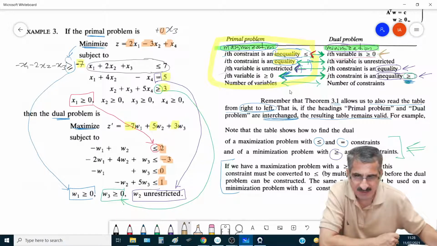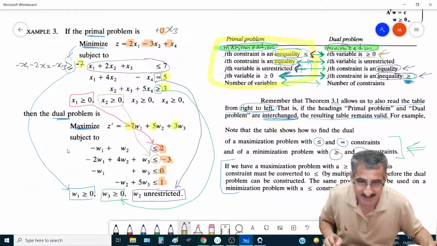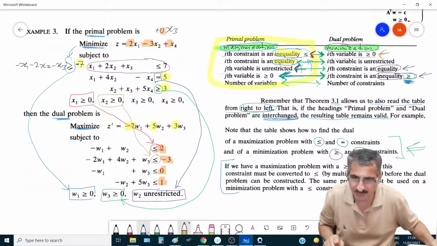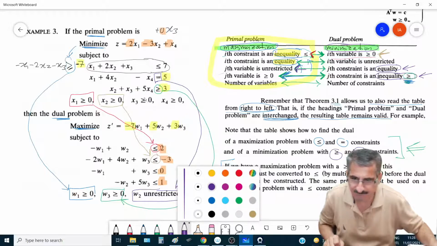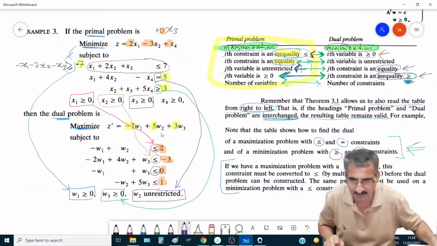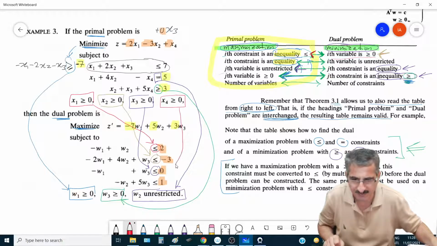Now, again, the second variable is greater than or equal 0. So the second constraint will be less than or equal. Same thing for the third variable. Oh, okay, all of them give the same. Same thing for the fourth variable. Okay, so we're done.